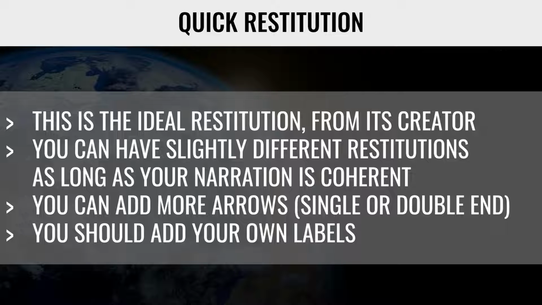You can have slightly different restitutions as long as the way of telling whatever the fresco is and the chaining of events and cards is coherent to you. Also, this is even more true if you think about arrows and connecting all the cards. You can put way more arrows or way fewer arrows depending on what you're seeing. Single-ended arrows, double-ended arrows, you can put some feedback loops, positive, retroactive feedback loops, whatever.